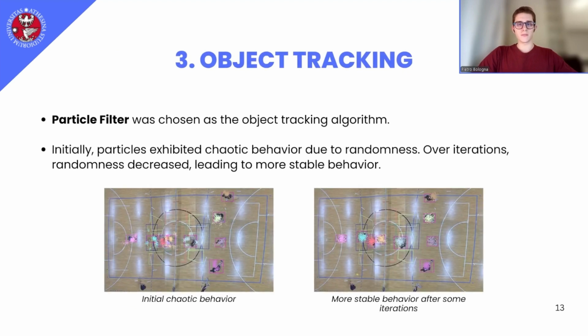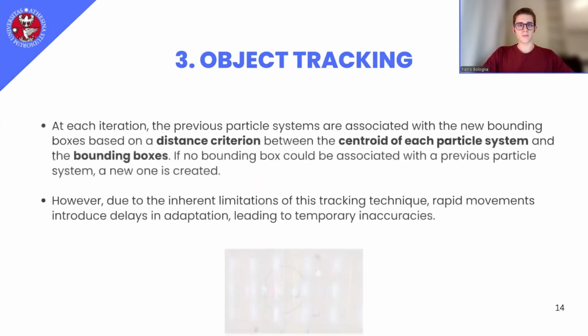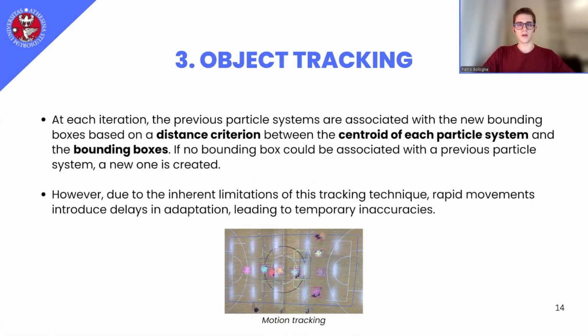For object tracking, the particle filter was chosen. Initially, particles have chaotic behavior due to randomness, but over iterations, this randomness decreases, leading to more stable behavior. At each iteration, the previous particle systems were associated with the new bounding boxes based on the distance between the centroid of each particle system and the bounding boxes. If no bounding boxes could be associated with a previous particle system, a new system was created. However, due to the limitation of this technique, rapid movements caused delays in adaptation, resulting in temporary inaccuracies.